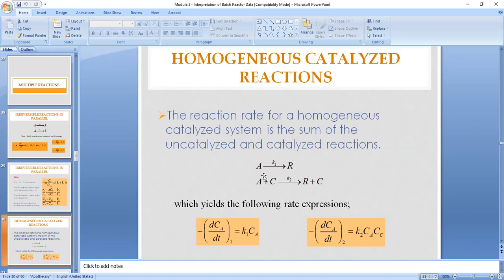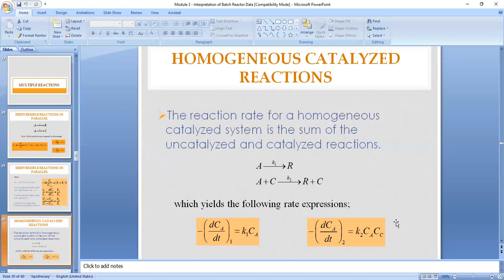Now, you have to write the same reaction with the presence this time of the catalyst. So you have A plus C forming R plus C with the rate constant K sub 2. So the catalyst, since it's not being consumed in the course of the reaction, you get to see it on both sides of your equation. So you have C on the left and you have C on the right. Now, when you write the rate expression, you will have one rate expression based on the uncatalyzed reaction and another one based on the catalyzed reaction. So you could see that you have now the concentration of the catalyst here represented by C sub C.